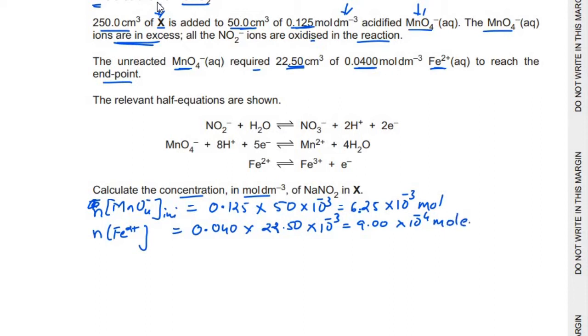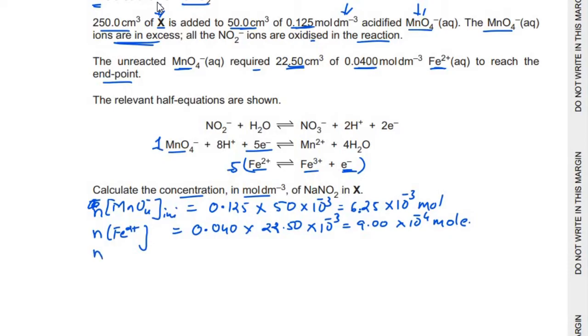Now if you have a look, you have the equation with 1 electron here and the equation with 5 electrons here. So if you balance the electrons and make the overall reaction, you have to multiply this by 5, so as the electrons get balanced and cancelled off. So if you write an overall reaction, you will see that the manganate to the Fe2+ ratio is 1:5.